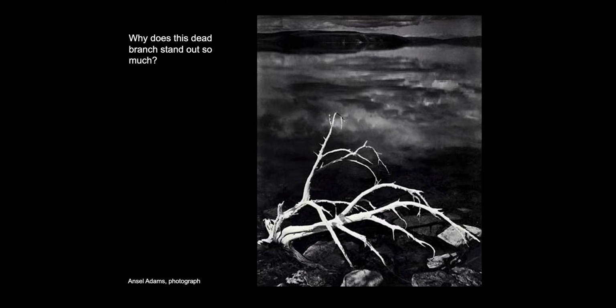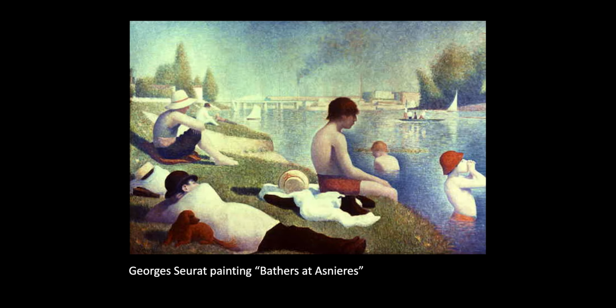Here the background is a little bit darker, and of course the reason this dead branch stands out so much in this Ansel Adams photograph is that it is not only bright white, but also its edges are very crisp, and we see a lot more detail in it than we do in the watery landscape behind it. So it's that effect of contrast, right?